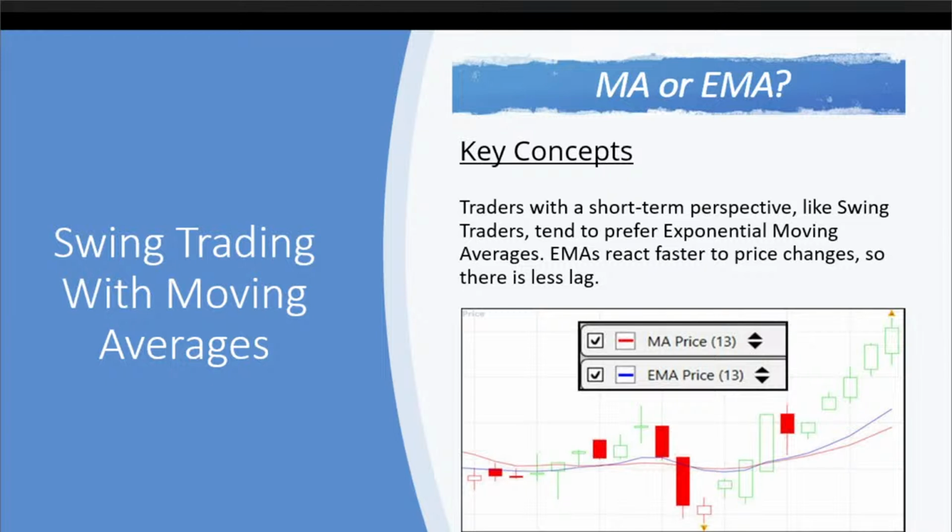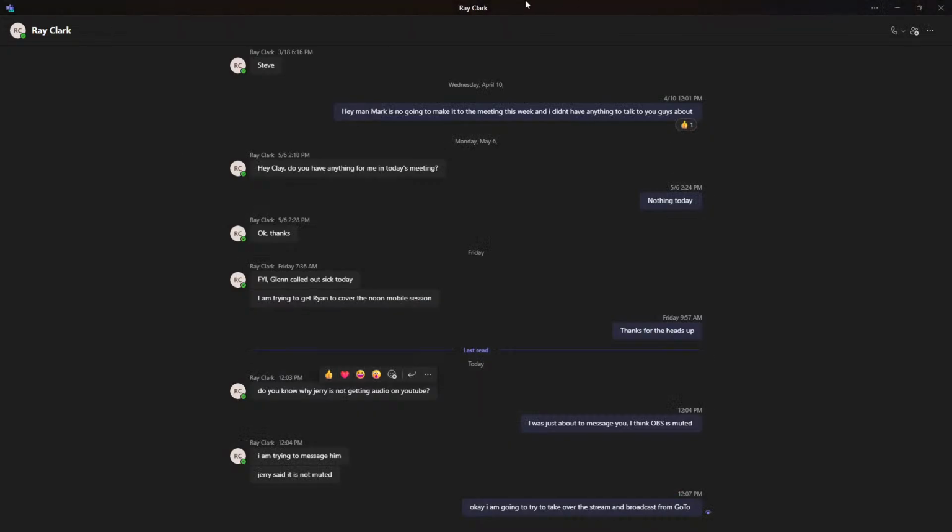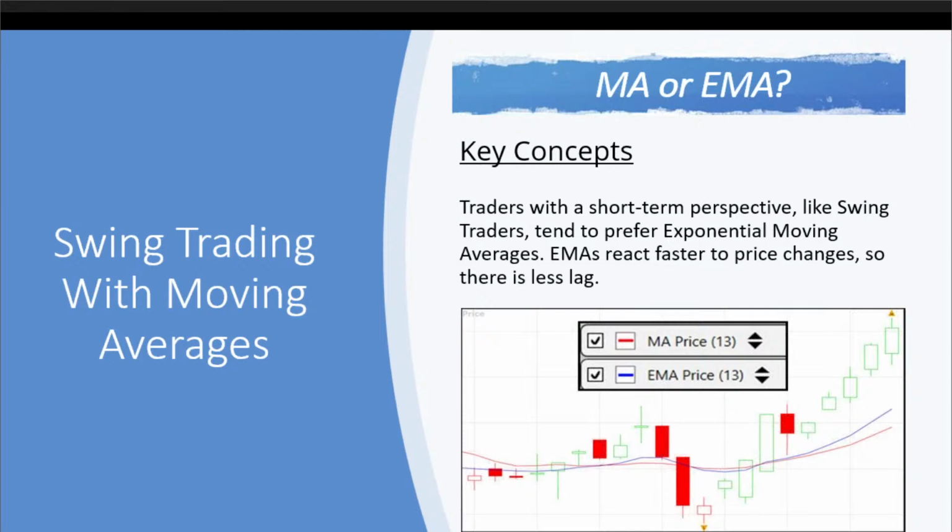They tend to prefer exponential moving averages because they react faster to price. So there's just less lag. These are the two most popular types of moving averages: simple moving average and exponential moving average. The simple moving average is just determined by dividing the closing prices for each day in the look back period, while the EMA gives more weighting to the most recent prices.